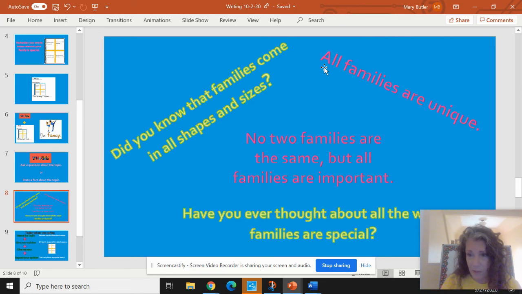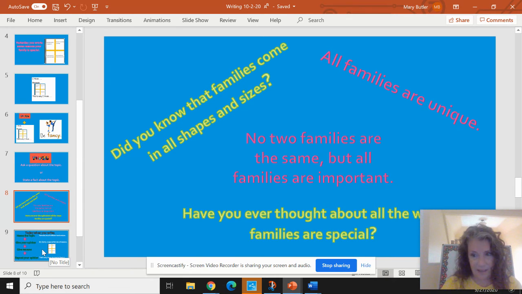You could also, remember, make a statement. Just state a fact, like all families are unique. That would be an interesting way to start. Or another fact, no two families are the same. All families are important. So here are some examples of those two ways to introduce the topic, with a question or by stating a fact.